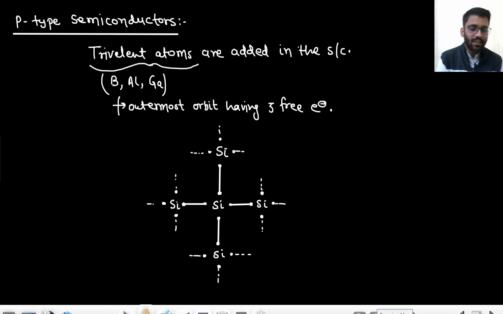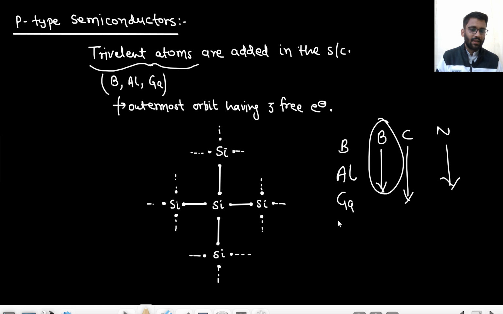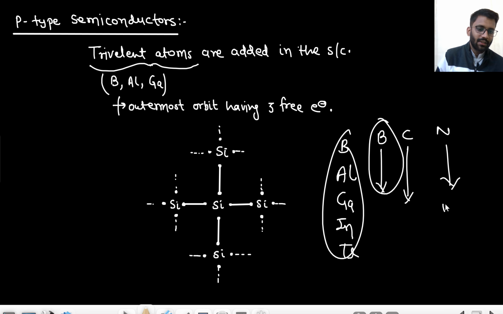What are trivalent atoms? If you remember, boron, carbon, nitrogen, and in the carbon column, in this column we had boron, aluminium, gallium, indium, and thallium. And for nitrogen, nitrogen, phosphorus, arsenic. So these elements were there, right?